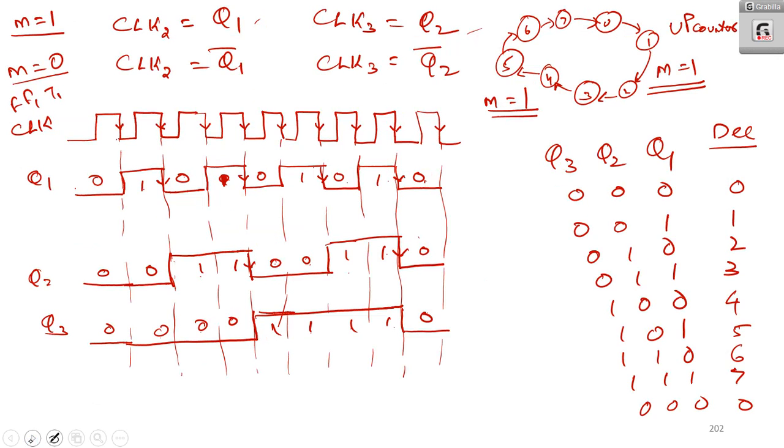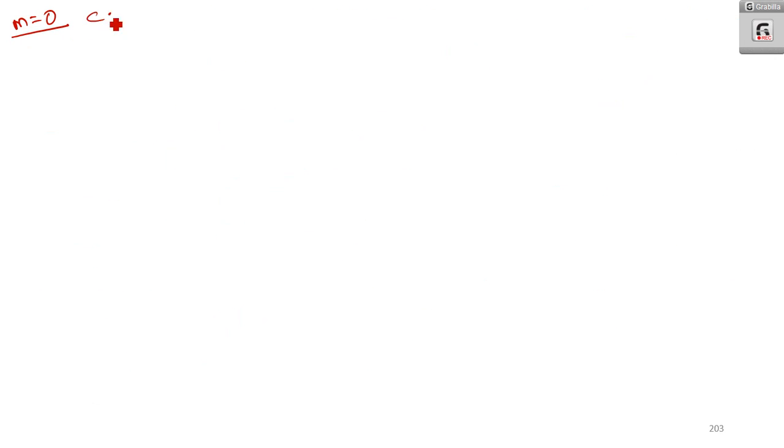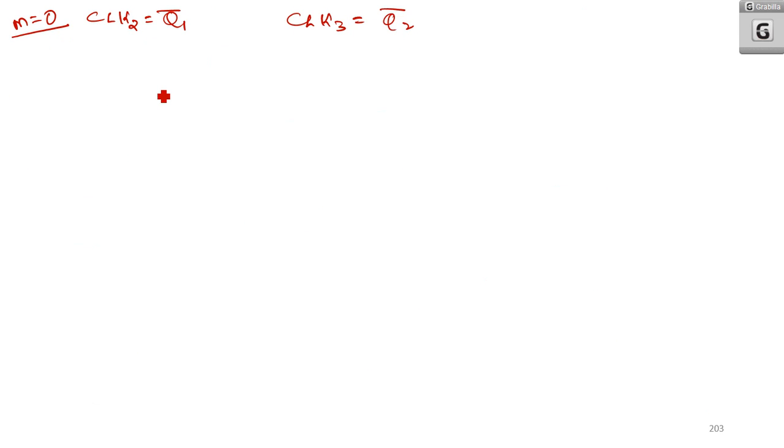Now coming to the down counting operation. Now I am going for M equal to 0. When M is equal to 0, what is the clock? Clock 2 is Q1 bar, and clock 3 is Q2 bar. Now again it is negative edge triggered.